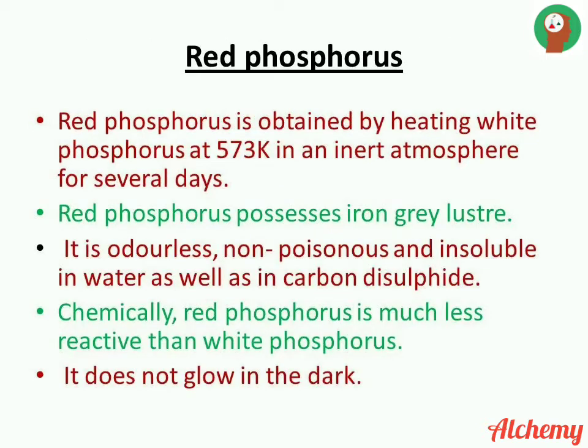Red phosphorus is obtained by heating white phosphorus at 573 Kelvin in an inert atmosphere for several days. Red phosphorus possesses an iron-grey luster. It is odorless, non-poisonous and insoluble in water as well as carbon disulfide. Chemically, red phosphorus is much less reactive than white phosphorus and it does not glow in the dark.